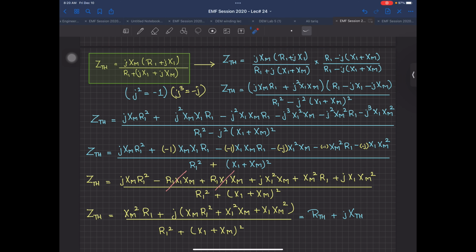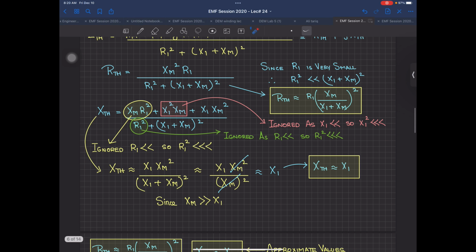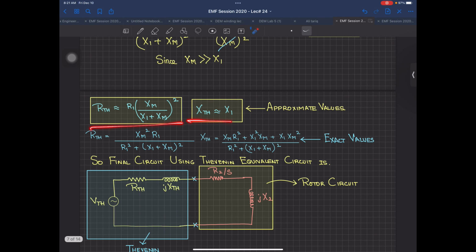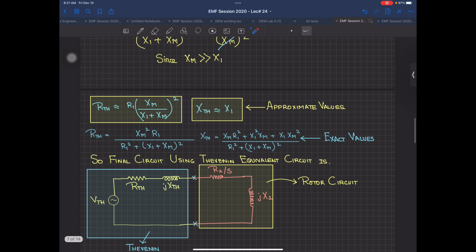Sometimes in the exam you are asked to find R Thevenin and X Thevenin. So if the approximate values are this, or if you are interested in the exact values, then you can use the R Thevenin and X Thevenin expressions.